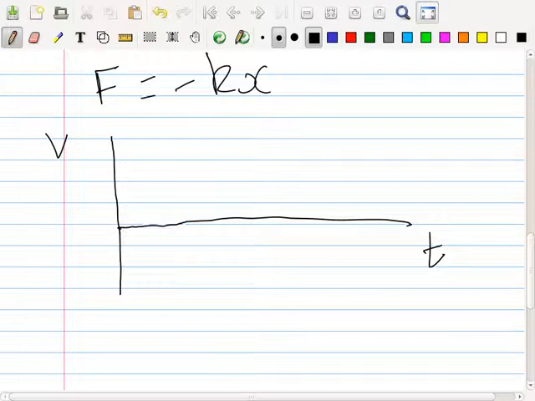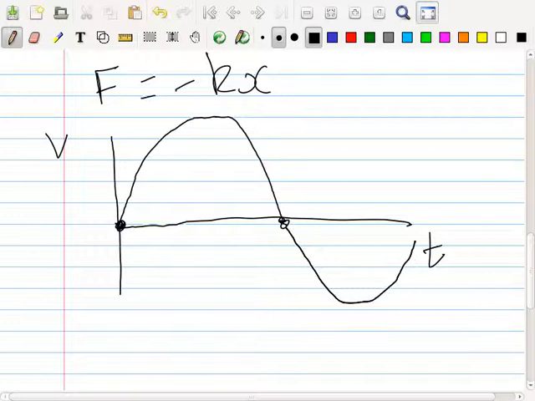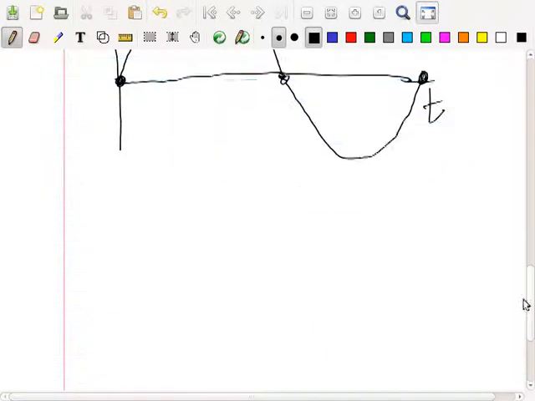So at the beginning, what's its velocity? 0. And then it gets faster, faster, and then slower, stops. And then faster again, and then it starts to go backwards. Faster, slower, stops. It's like a spring or a yo-yo. What type of graph does this look like? It looks like sine. Now, let's look at this other one.